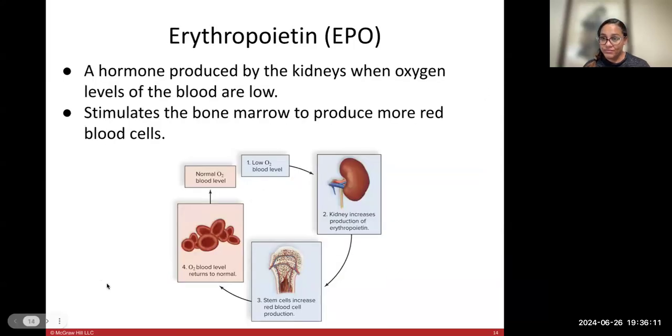Erythropoietin, or EPO for short, is a hormone that is produced by the kidneys when oxygen levels of the blood are low. It will stimulate the bone marrow to produce more red blood cells. So this is one way that our blood works with our kidneys, our urinary system, to maintain that homeostasis.